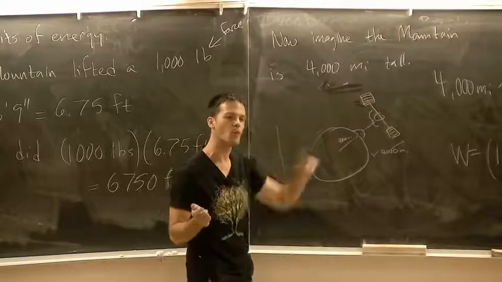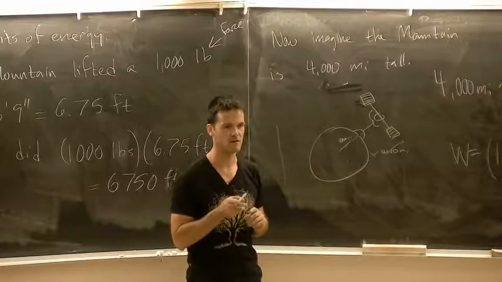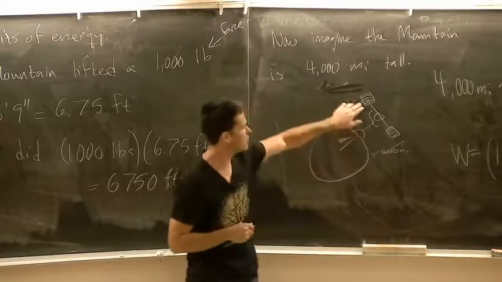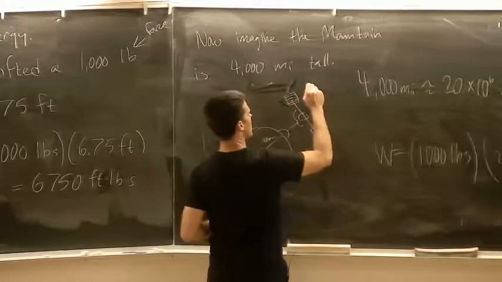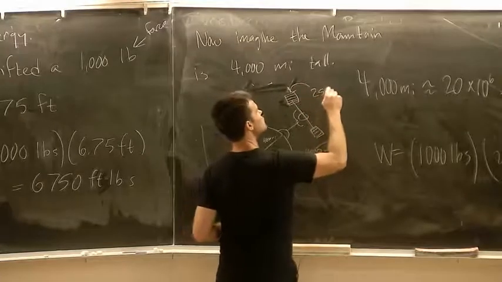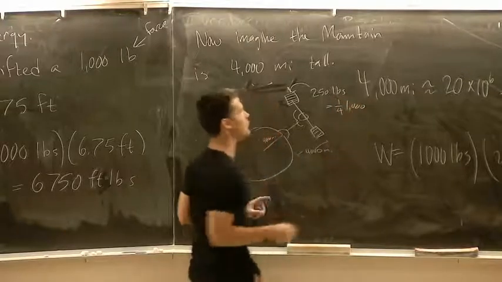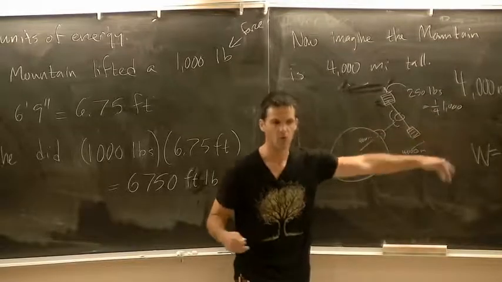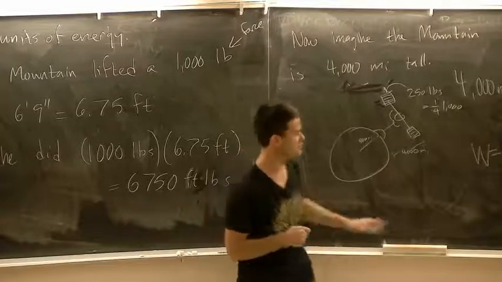Anyone know what fraction of its weight it will be? A quarter is correct, yes. It will now weigh 250 pounds, which is one quarter of 1,000. And where did we get that one quarter factor from? Yeah, the inverse square law is right.